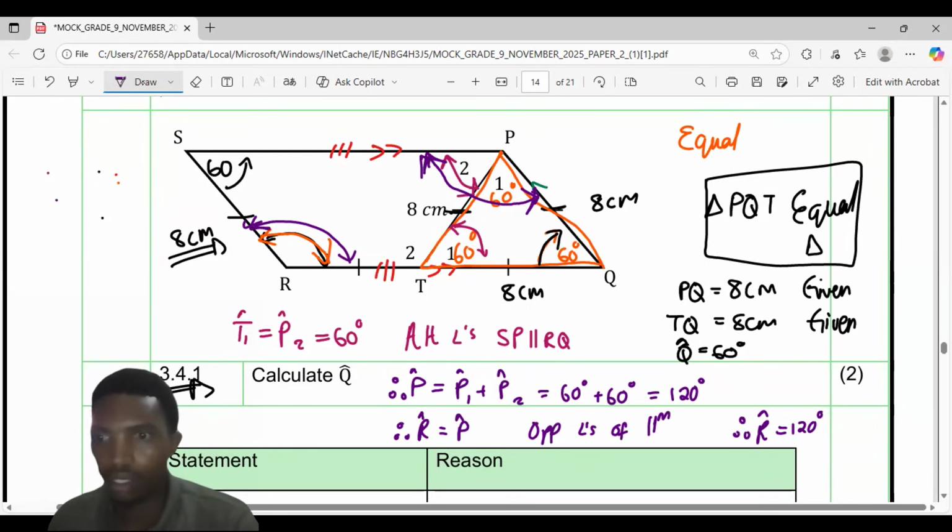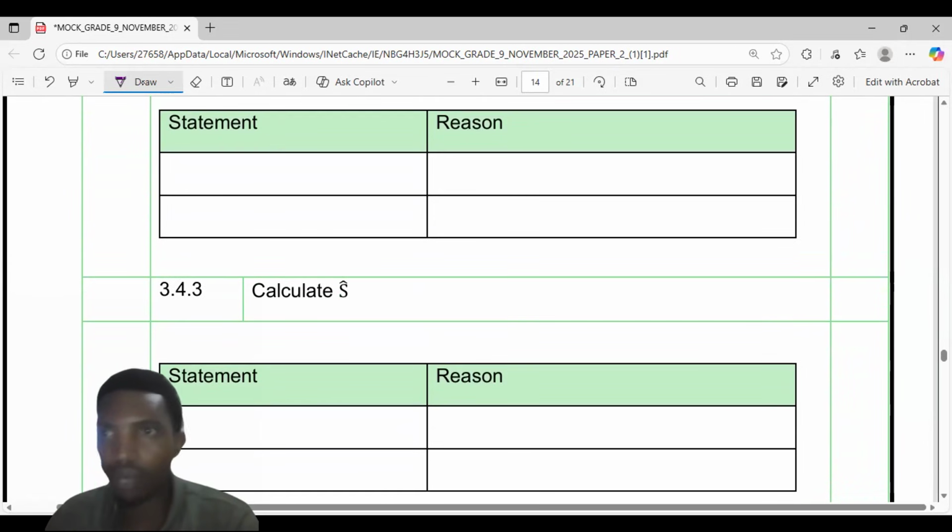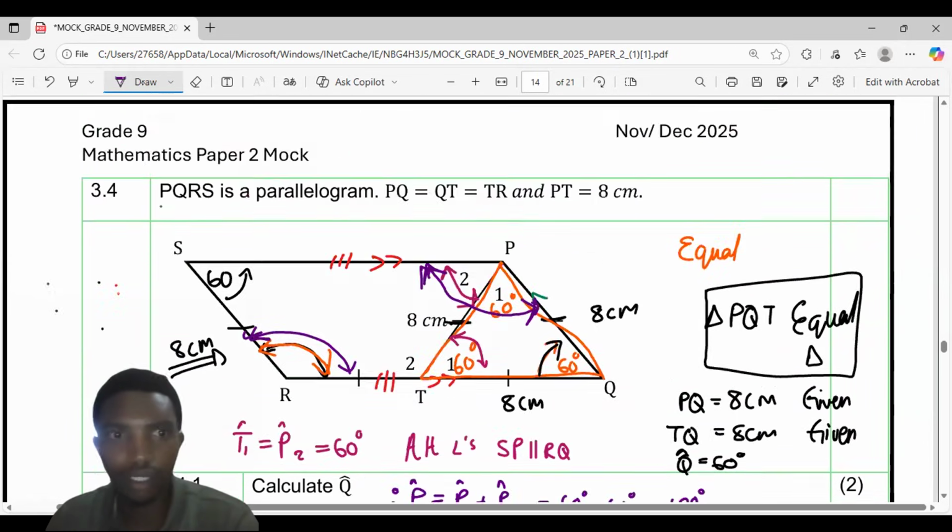Yes, sir. And then is there another question? Okay, angle R. And then they said we should find angle S. Angle S, I told you guys. So what was the reason behind this angle being 60 degrees? Supplementary angles for a quadrilateral. What do you know about the opposite angles of a parallelogram?